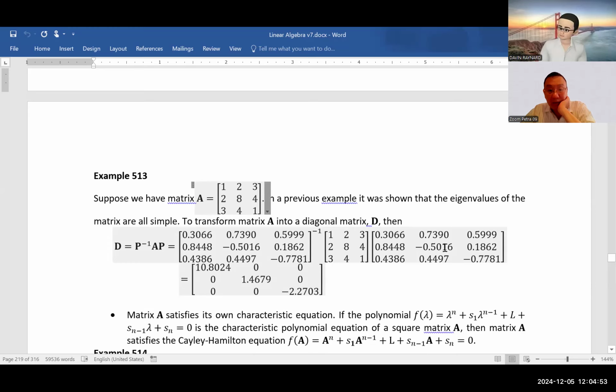And these are the P, which is the modal matrix. And these are the original vectors. And then this is the inverse. Because they are distinct, this is actually orthogonal. What is the meaning of orthogonal? You can just transpose, and you will get the inverse. And then you multiply all of this, you will get the diagonal matrix. The diagonal matrix, of course, will be the same as the eigenvalues.